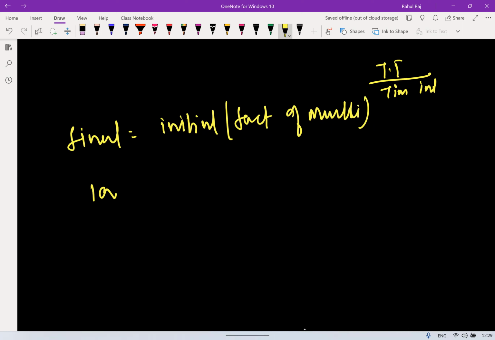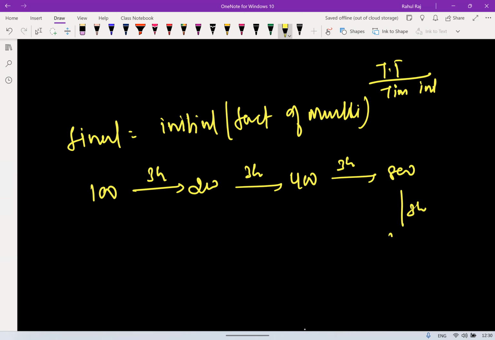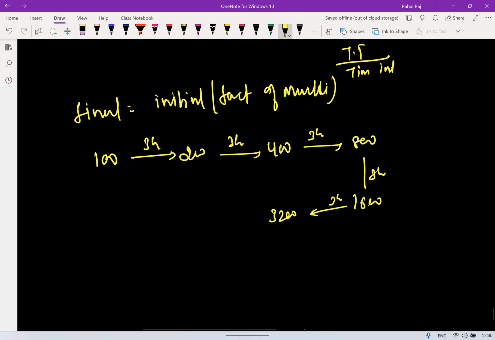Imagine you have $100. I'm telling you, every 3 hours, your money is doubling. So in the first 3 hours, it becomes $200. In the next 3 hours, it becomes $400. In the next 3 hours, it becomes $800. Then $1,600. Then $3,200. Simple logic. Agreed? Now I'll explain this formula with respect to this example. So finally, how much did you have? $3,200. This is the final amount.